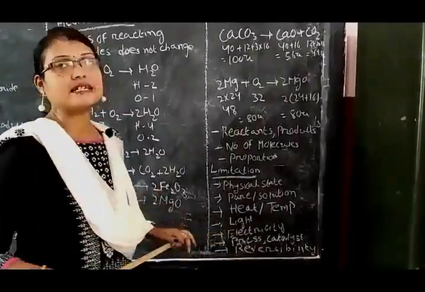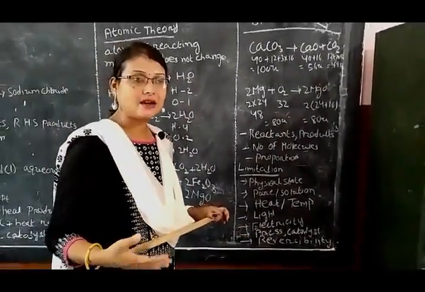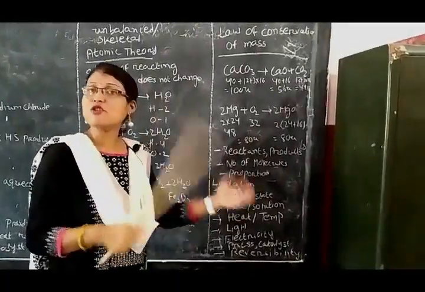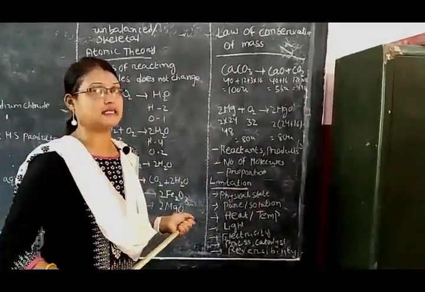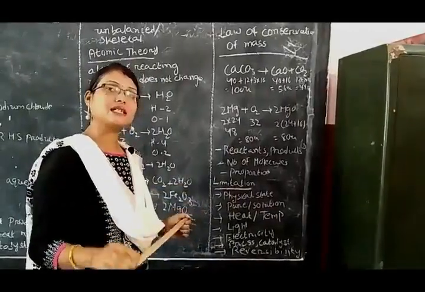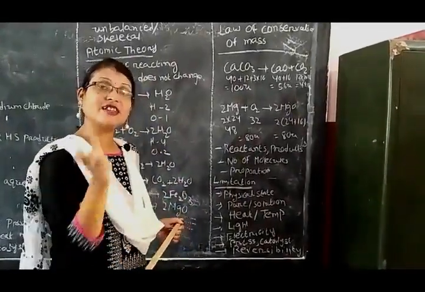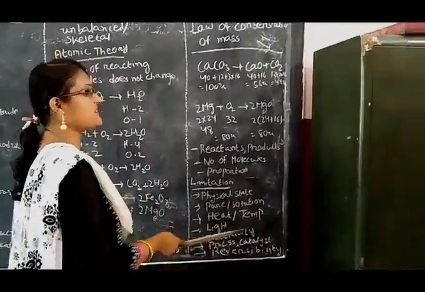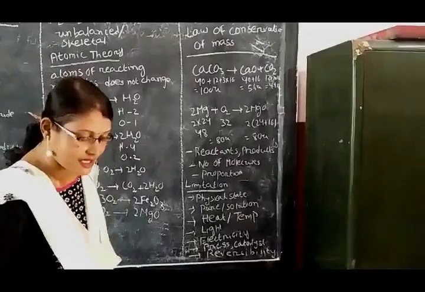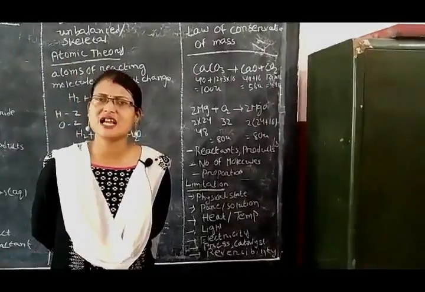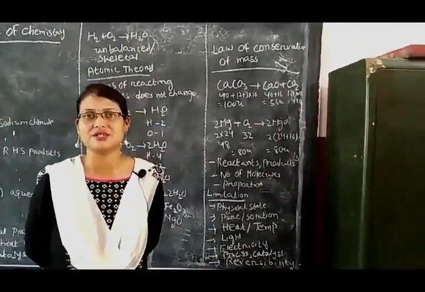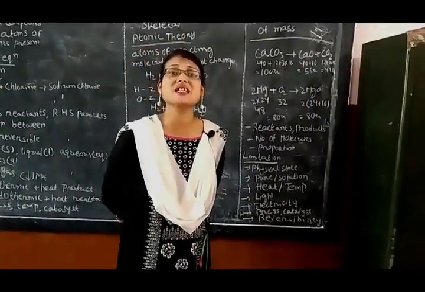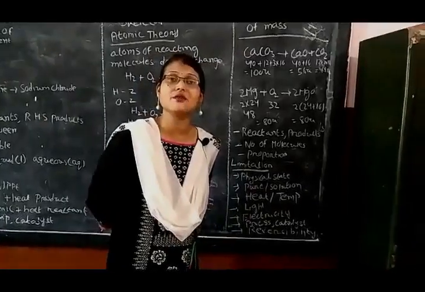Then electricity. For some chemical reactions, like the decomposition of water, which forms hydrogen and oxygen, electricity is needed. So in that type of reaction, whether electricity is needed or not, we have to write. Then comes pressure or catalyst. If pressure is required, because there are so many reactions which don't occur at normal pressure, they require some higher pressure. So there the pressure should be given in that chemical equation.